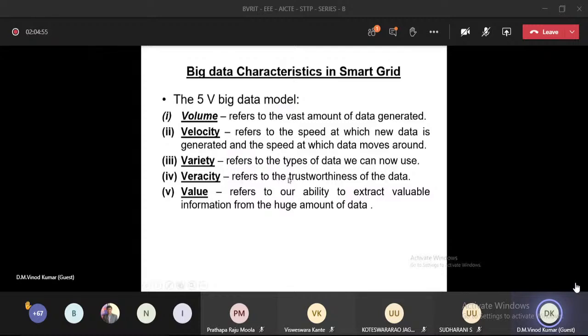And value refers to our ability to extract valuable information from the huge amount of data. Therefore, how can we extract it? By using certain algorithms. Then we can take certain decisions.